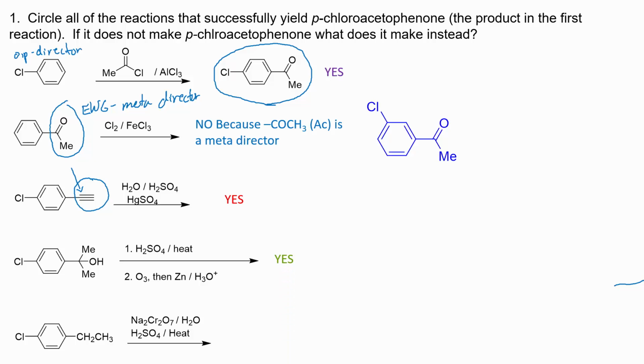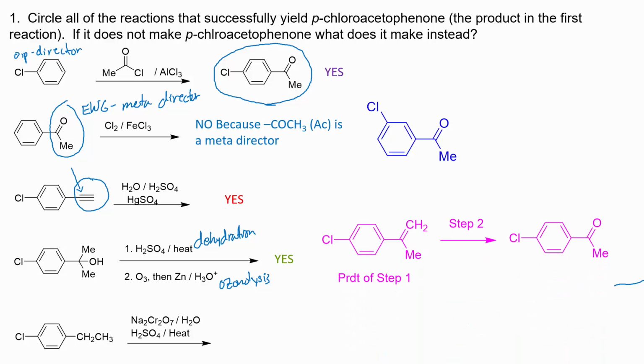Okay, this is a two-step process. Recall that step 1 is the dehydration. And this second step is ozonolysis, which is going to turn the double bond that we generate in step 1 into a carbon-oxygen double bond, and that is the product of our reaction.